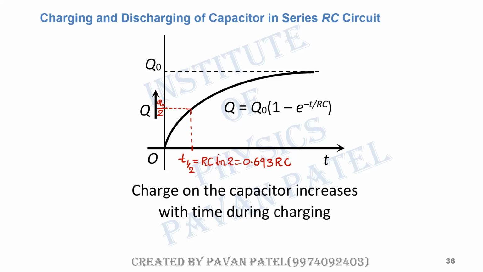So the charge on the capacitor increases with respect to time during the charging process, and you can see from this graph that the charge is continuously increasing.